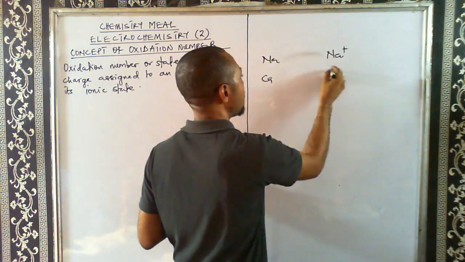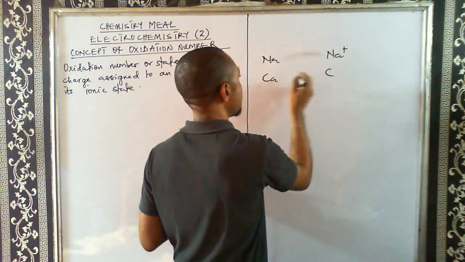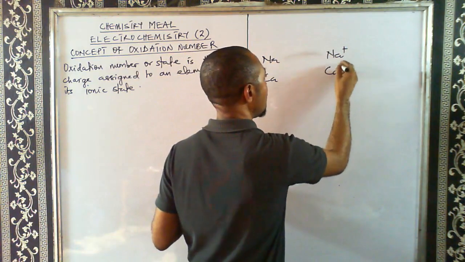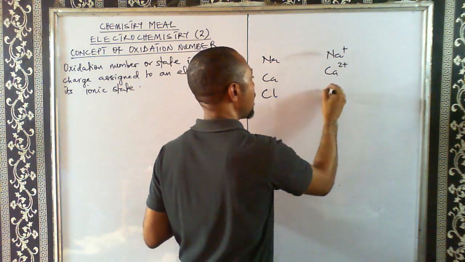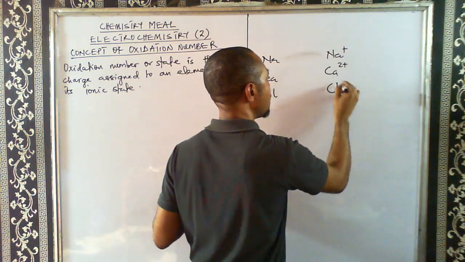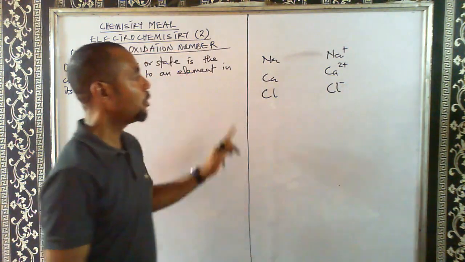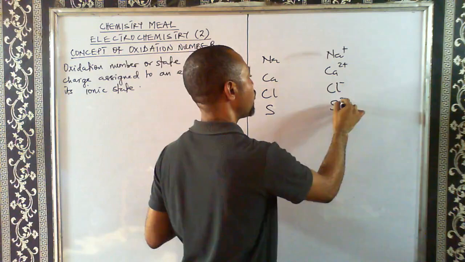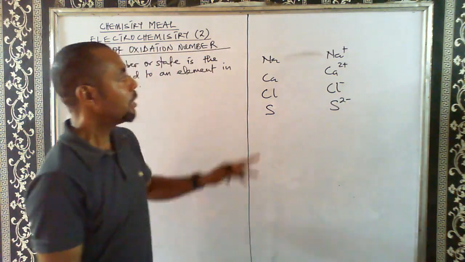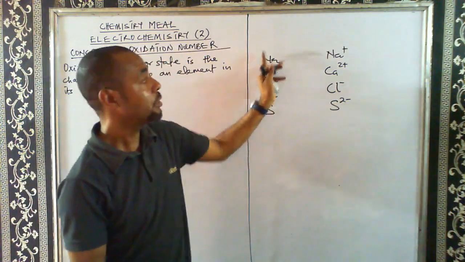If I have calcium atom, and I have calcium ion. If I have chlorine atom, and I have chloride ion. So you look at all this. If I have sulfur, and I have sulfide. Okay, now this is sodium atom. Now this is sodium ion.